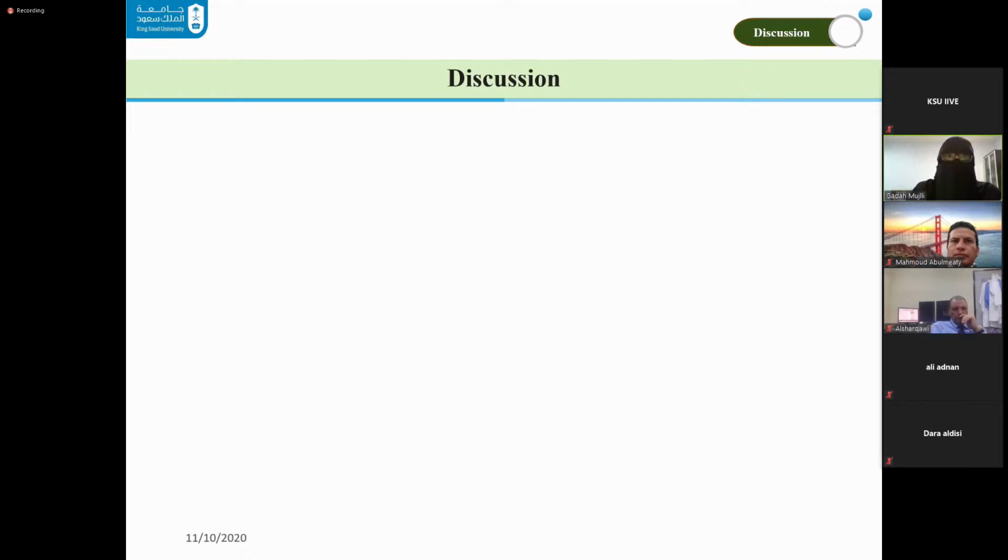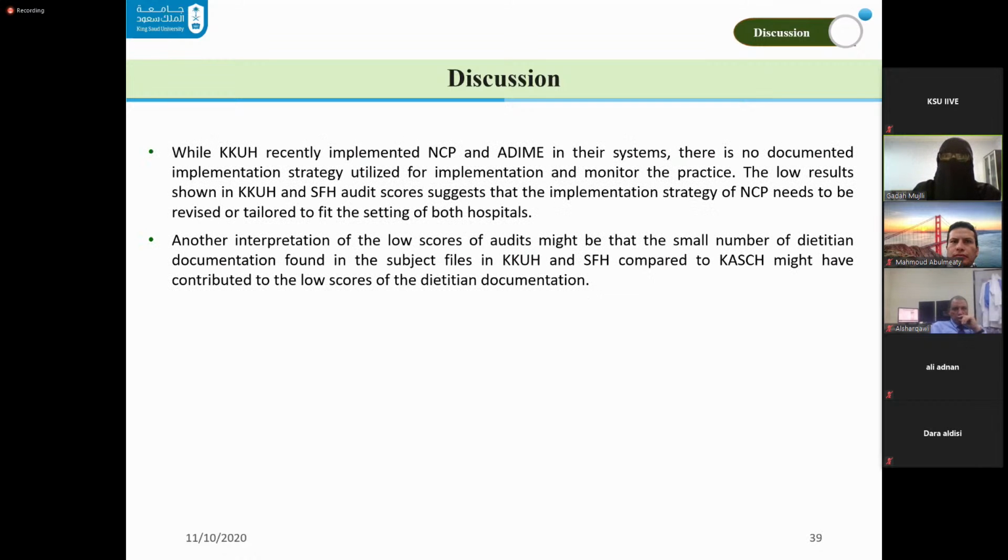While King Khalid University Hospital has recently implemented NCP and ADIME in their system, there is no documented implementation strategy utilized for implementing and monitoring the practice. The low results shown in the King Khalid University Hospital and Security Forces Hospital audit scores suggest that the implementation strategy of NCP needs to be revised and tailored to fit the setting in both hospitals. Another interpretation of the low audit scores might be that the small number of dietitian documentation found in the subject files in King Khalid University Hospital and Security Forces Hospital, compared to CASH, might have contributed to the low scores.